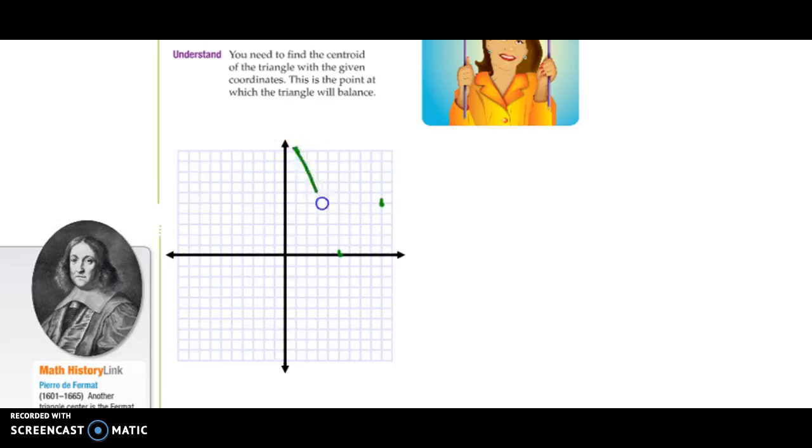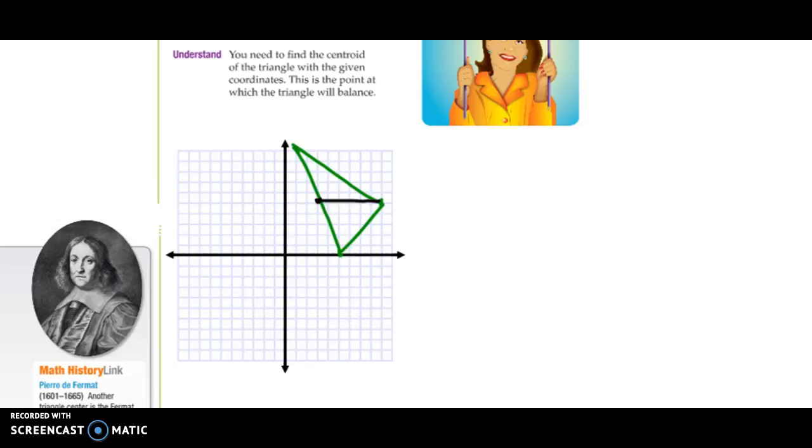The last point. Okay? And so I connect my dots. Now, if I'm going to find this centroid, I want to find one of my medians. So the easiest one to find would be this one right here. The reason is that it makes a nice horizontal line.